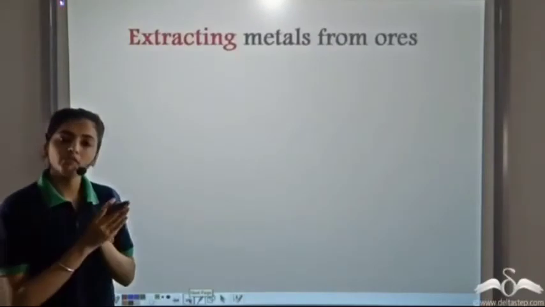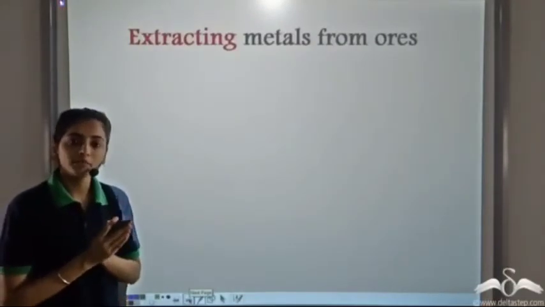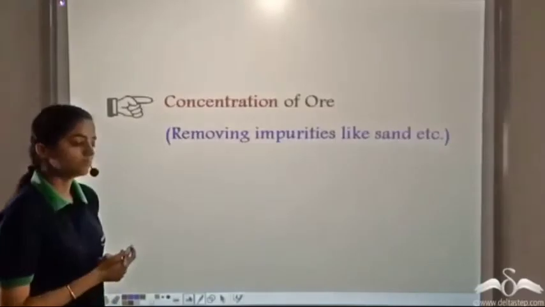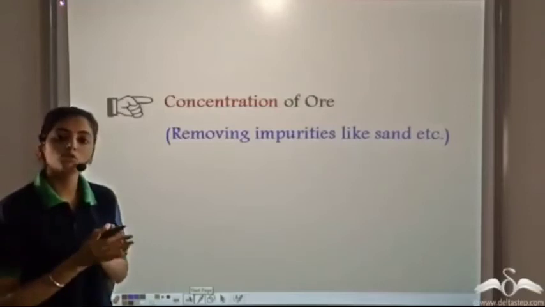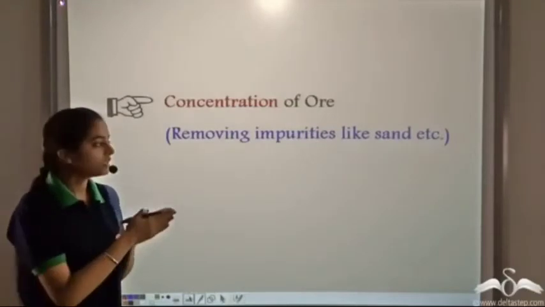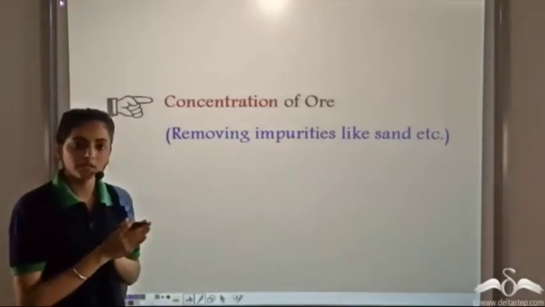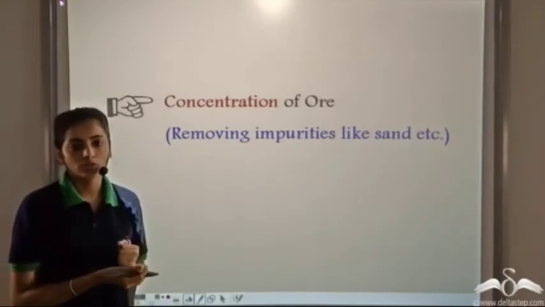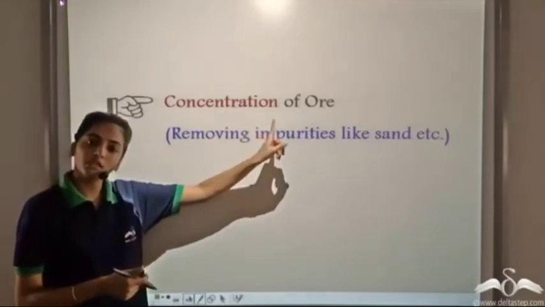So now we have the ores. The next step is to extract the metal from the ores. The next step is to concentrate the ore. These soil and sand particles are the impurities of the ore. So now we have to purify this ore. That is, we have to concentrate the ore.